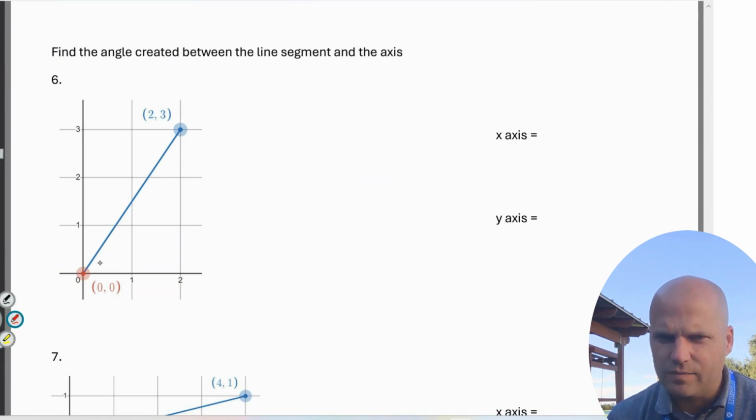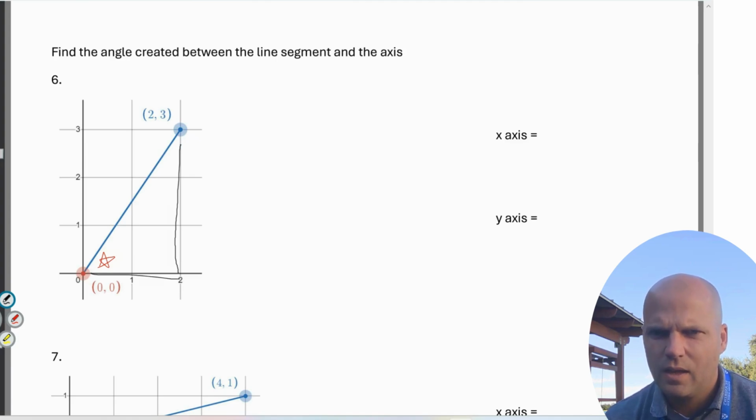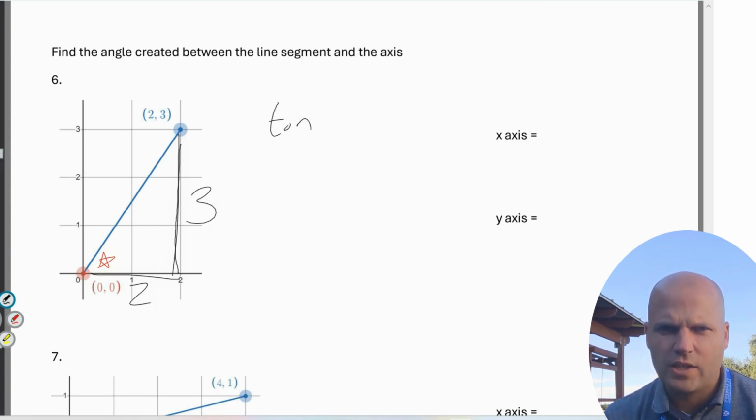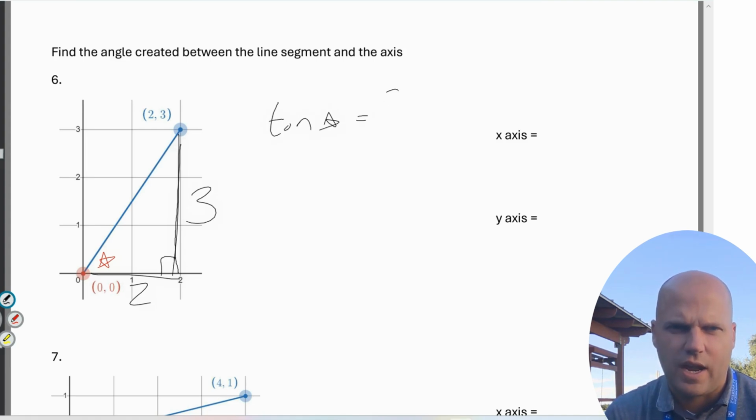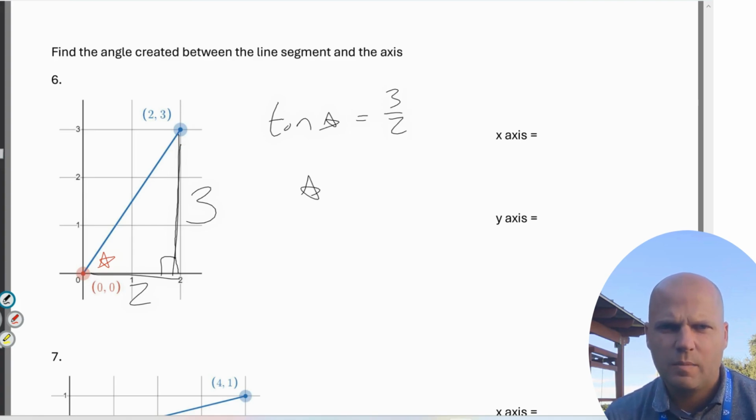What's this angle here? Well, you know that this is 2 and this is 3. The tangent of that angle, because it creates a 90-degree triangle, is 3 halves. Great, my angle is the tan inverse of 3 halves.